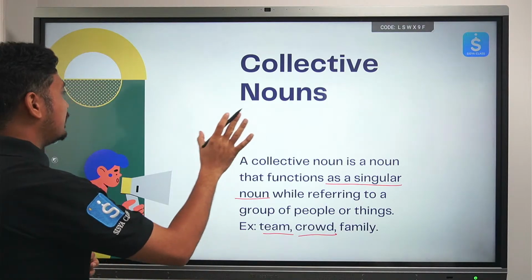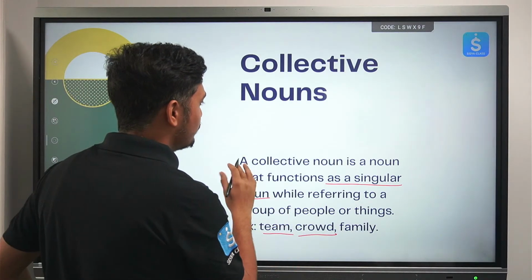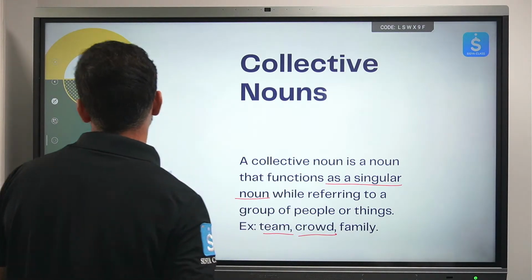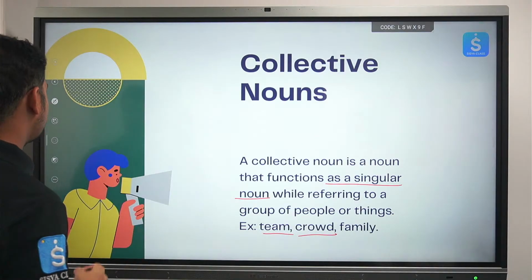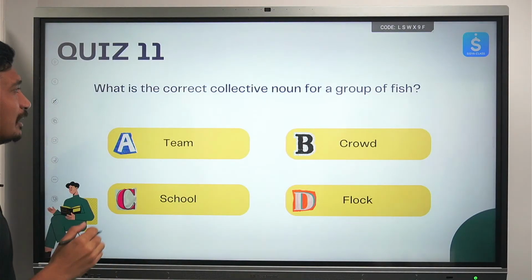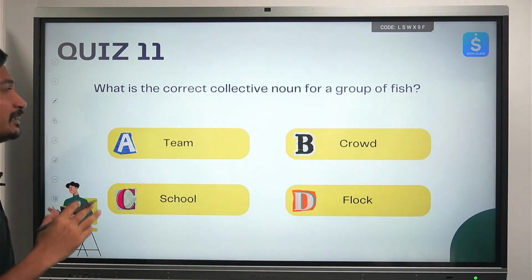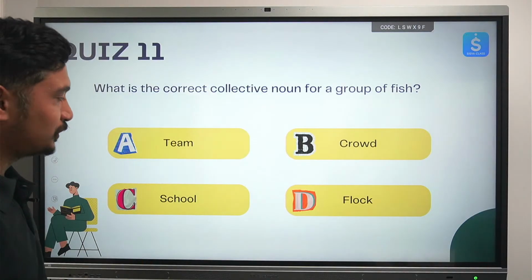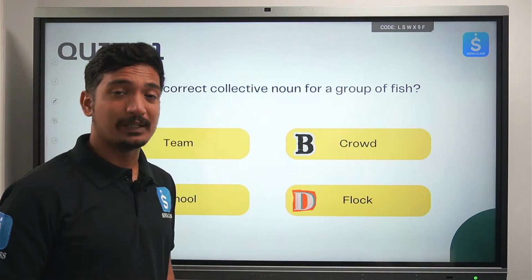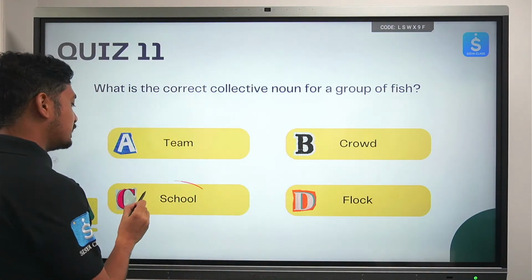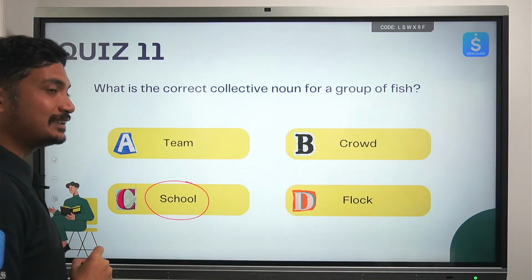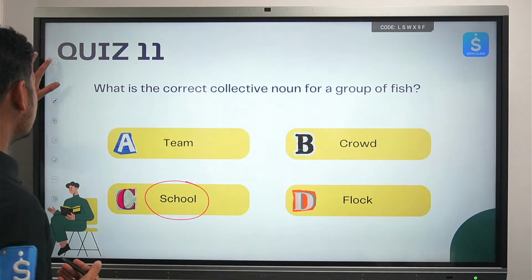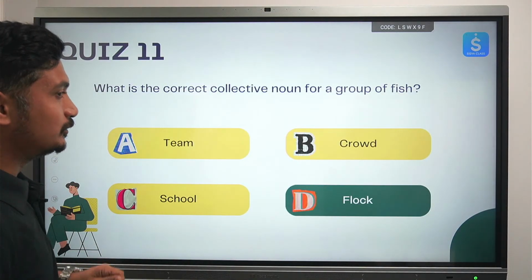Okay, so collective nouns are actually used for naming a group of certain stuff or certain people. Okay, now let's have some questions around it. What is the correct collective noun for a group of fish? Okay, and as I've already mentioned, the correct name for a group of fish is actually a school. Okay, well, that's the correct answer.